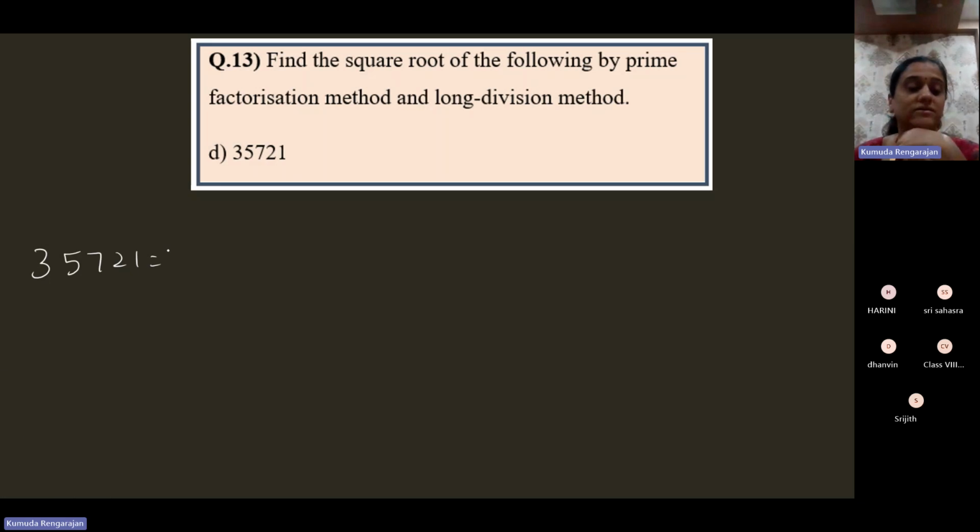Yeah, Harini, tell me the factorization of 35,721. Ma'am, doing it.